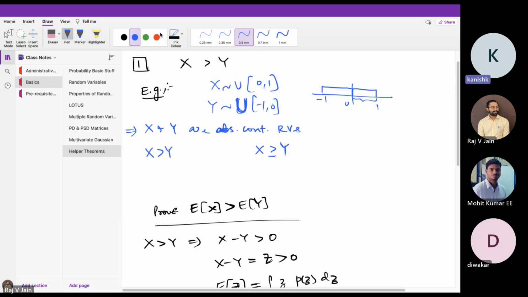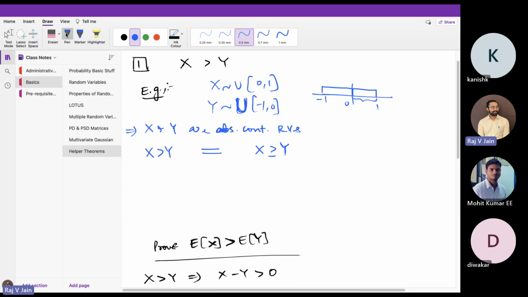They are equal. They are equal. Okay. Why? Because in continuous we don't take a particular value. Right. Exactly. So this again points to what we discussed last class.